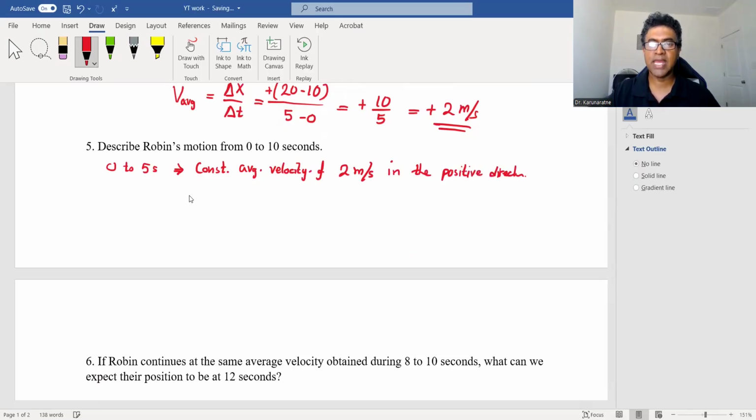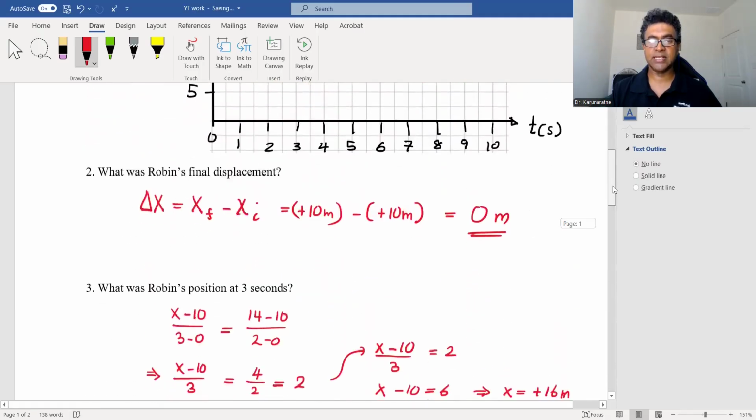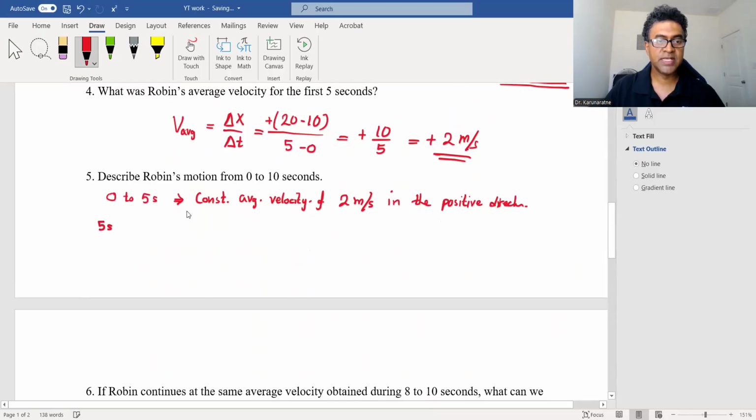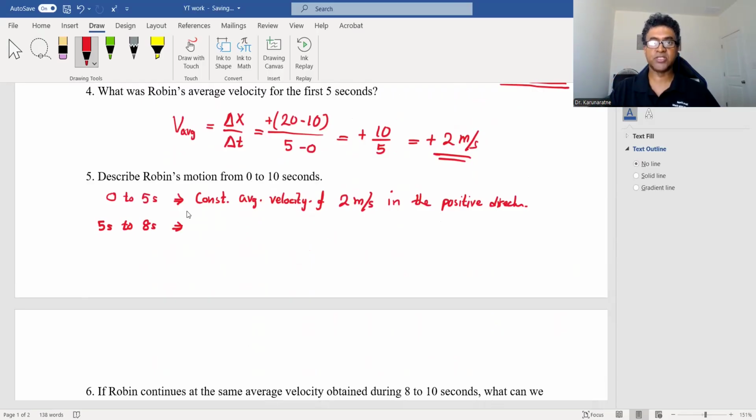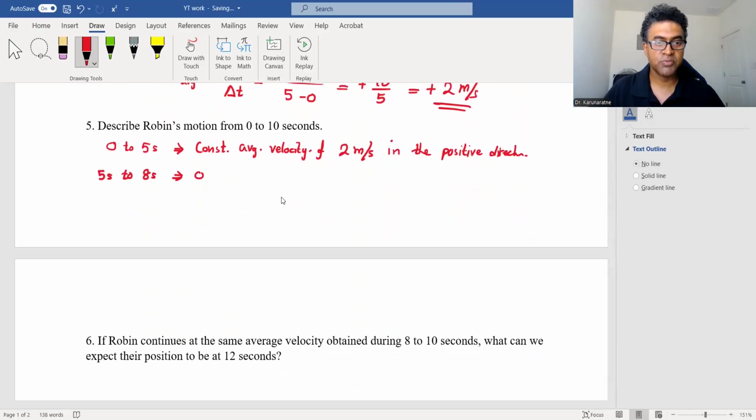So what do I mean by that? The object is moving with a constant velocity of 2 meters per second in the positive direction between 0 and 5 seconds. Then the second part, 5 seconds to 8 seconds. What do you think? The object maintains the same position, right? If you see, it's 20 meters, 20 meters, 20 meters. So that means the object is at rest. That's what it means.